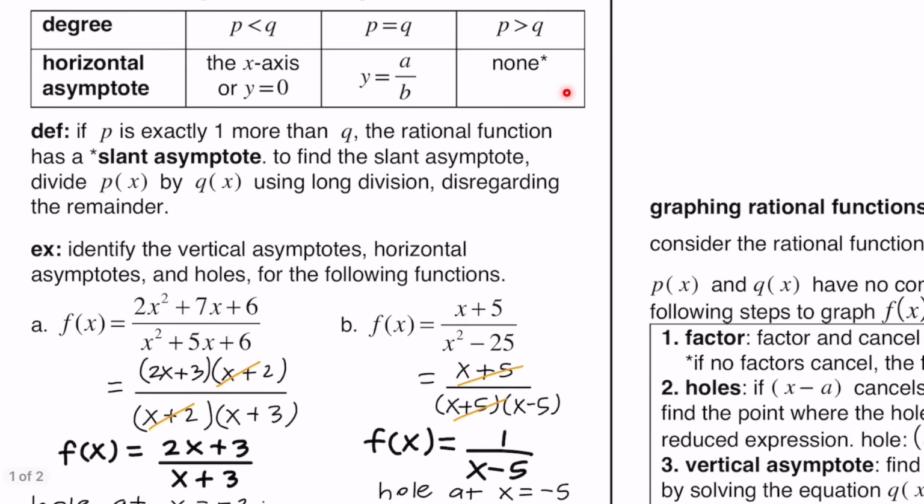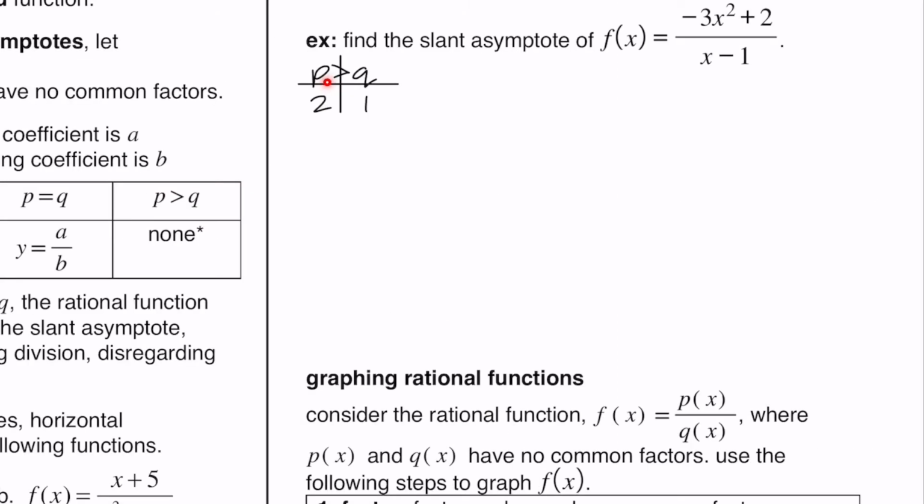And if we look at our table over here, when p is greater than q, there's no horizontal asymptote, but again, there's a little note here that if p is exactly 1 more than q, that means the graph has a slant asymptote. So since p is exactly 1 more than q, it does mean that this graph has a slant asymptote. And to find the slant asymptote, we're going to do long division. Okay, so I have it set up.